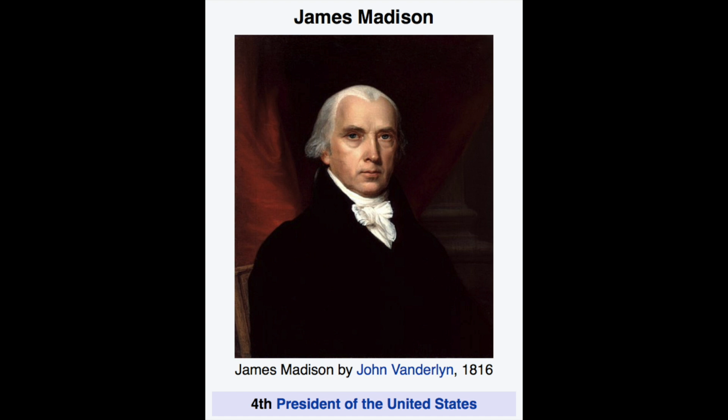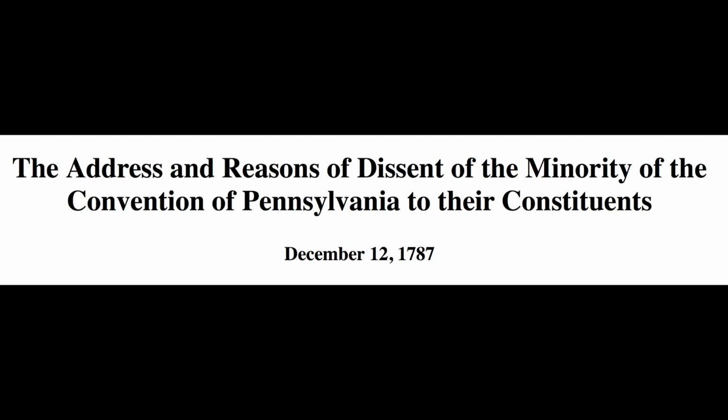And now it's time to move on to the first proposed Bill of Rights, the first proposed amendments. And it comes from this Anti-Federalist paper entitled The Address and Reasons of Dissent of the Minority of the Convention of Pennsylvania to Their Constituents, December 12th, 1787. This is 2 months after the Constitutional Convention ended and the U.S. Constitution was essentially presented. So how is it that these guys managed to come up with a legitimate Bill of Rights within 2 months, but it took James Madison 2 years to present his?